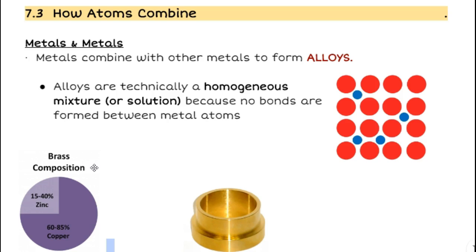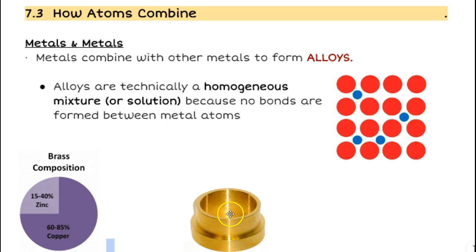So brass is made up of a little bit of zinc and mostly copper, and it looks sort of like this right here. And if we were to zoom in at what's going on within this brass structure, we would see individual copper atoms mixed in with individual zinc atoms. So it's really not much different than, say, taking salt and dissolving it in water and forming a single phase solution. But there are no actual bonds occurring there.